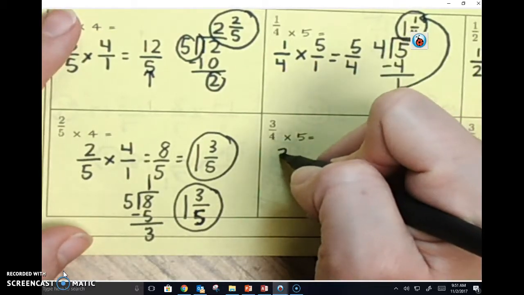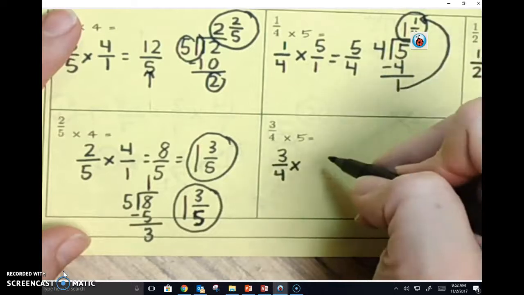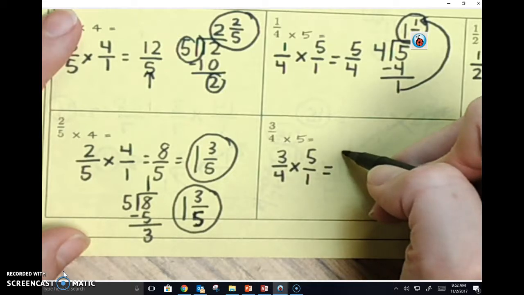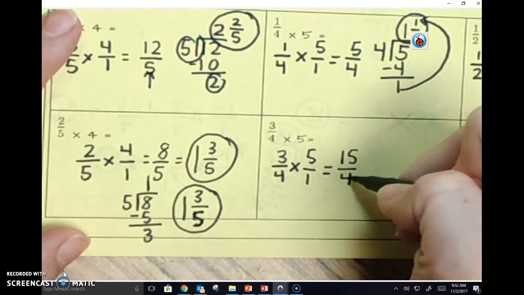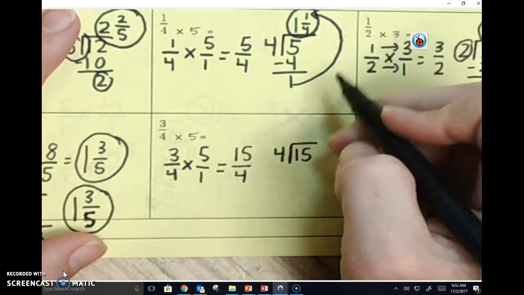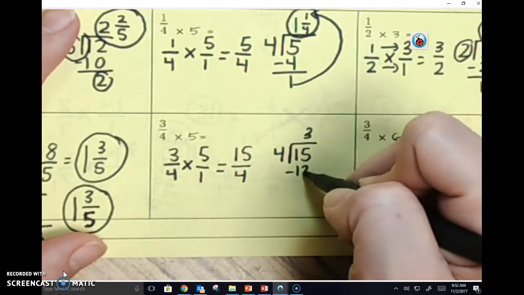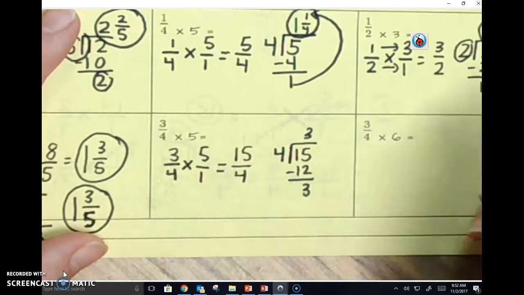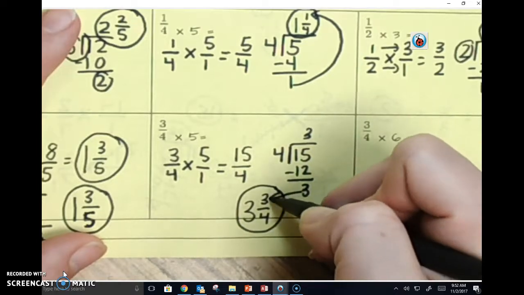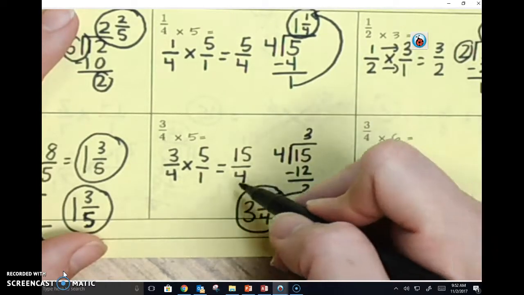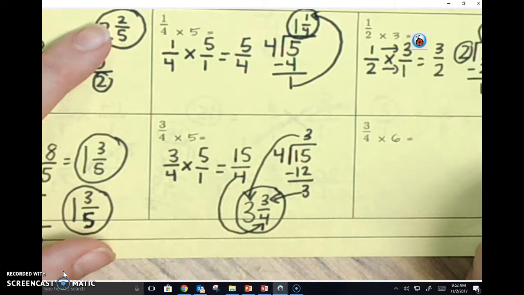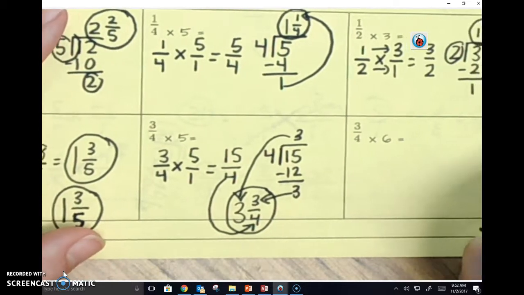We have 3/4 times, what do we put underneath the 5? A 1. So what do we get right here? 15 over 4. Let's divide that. So 4 times 3 is 12. 15 minus 12 is 3. So 3 and 3/4. This number goes right here. This number goes right here. The whole number goes right there. The whole number should always be your big number.